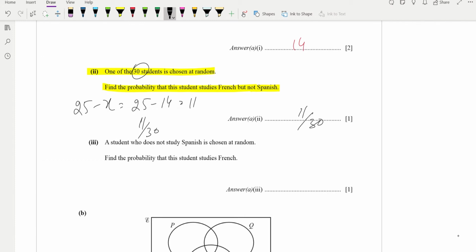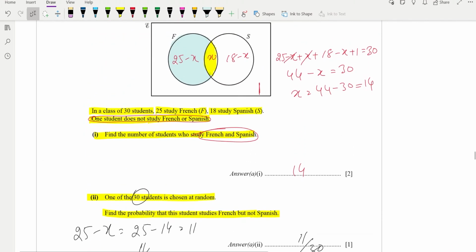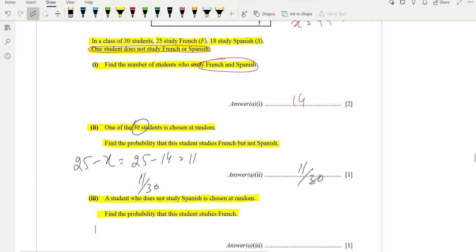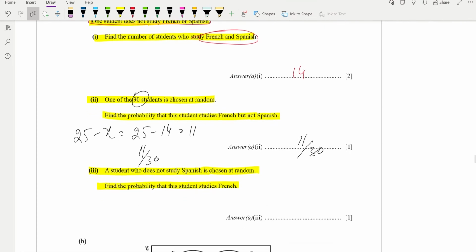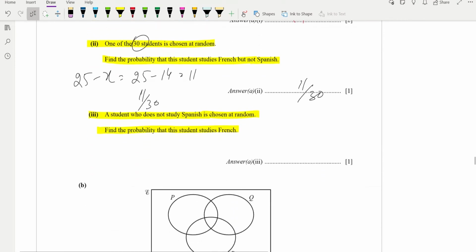Now the third part: a student who does not study Spanish is chosen at random. Find the probability that this student studies French. So now we will be checking who studies French. This will be out of 12, so this outer one we also include, and it will be 11 over 11 plus 1, which is equal to 11 over 12. So our answer will be 11 over 12.